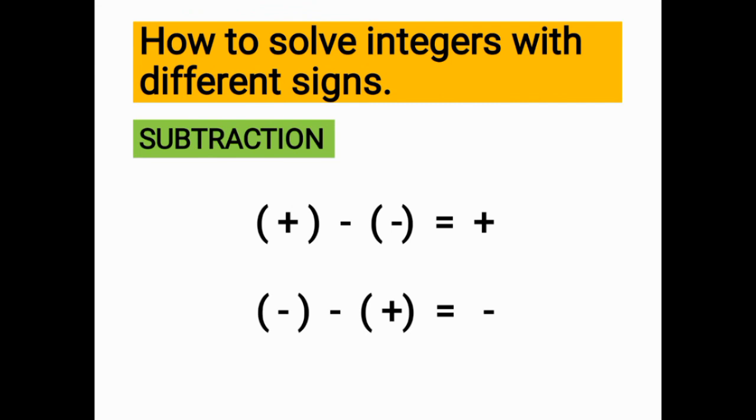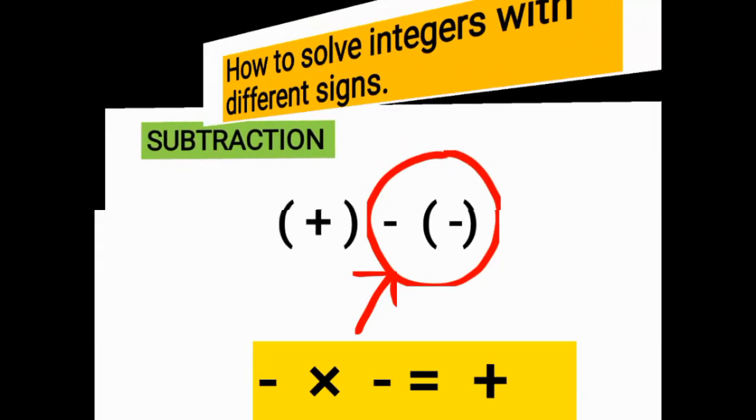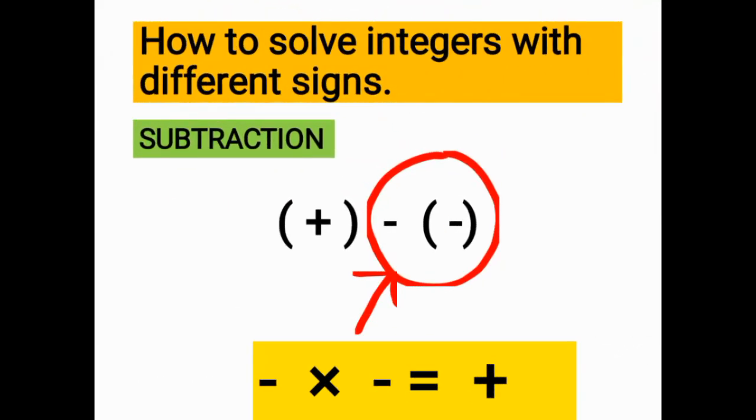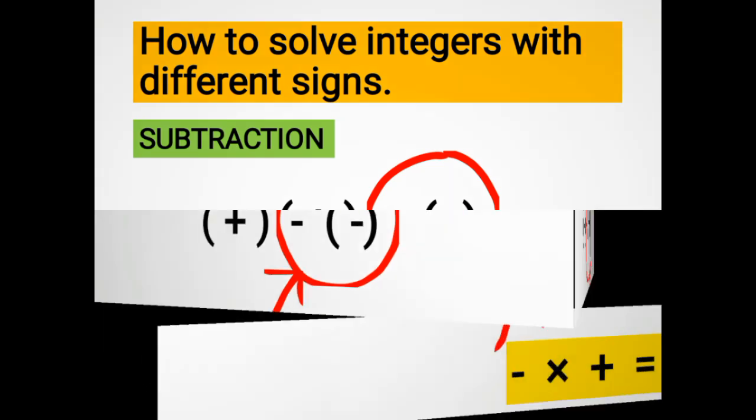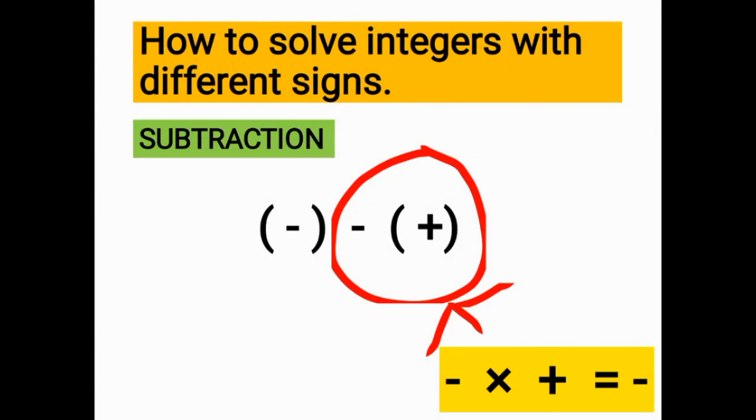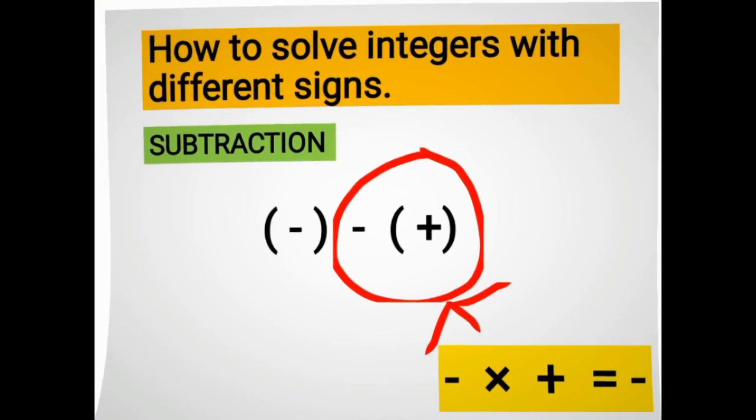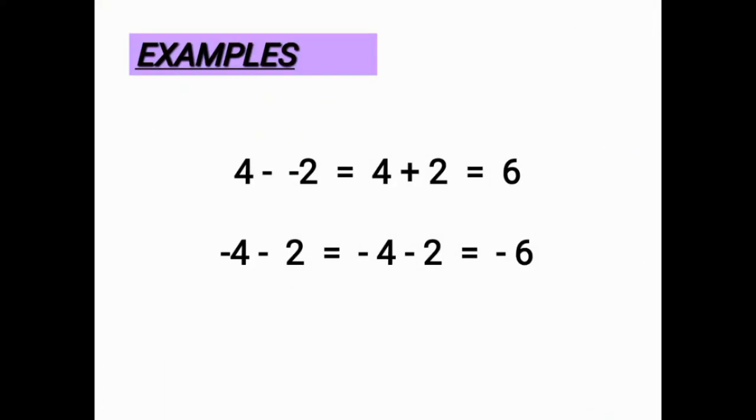When you have to subtract a negative from positive, the answer will be positive because the two minus signs got multiplied to give a plus sign. When you have to subtract a positive from a negative, the answer will be negative because the two plus and minus signs got multiplied to give a negative sign. 4 minus minus 2 equals 4 plus 2 equals 6. Minus 4 minus 2 equals minus 6.